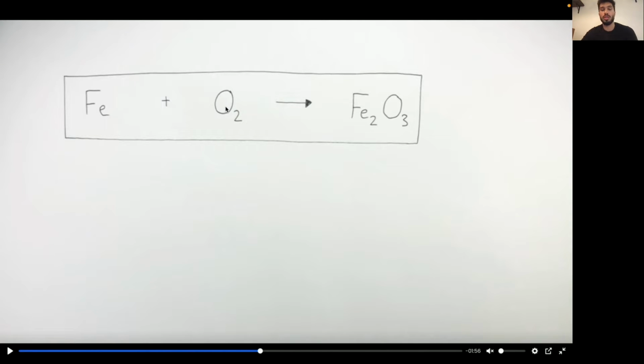O2, O is the symbol for oxygen, and 2 after the O means there are two atoms of oxygen. And then Fe2O3 is iron oxide. And for every two atoms of iron, there are three atoms of oxygen.